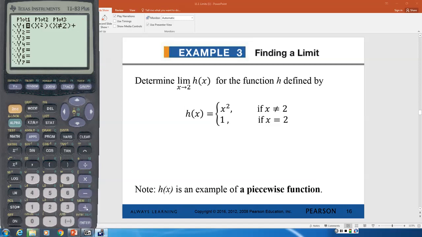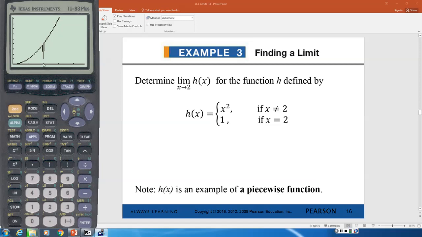And we type a plus sign, and we enter the second part of the function, which is the number 1, but it has to be in parentheses. And its domain restriction is if x is 2. So x is equal to 2. Okay? Now I'm going to leave it on the same window that we were before, because if this works, we should still see that hole. And you do still see the hole.